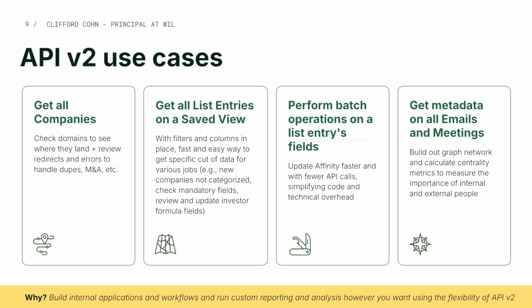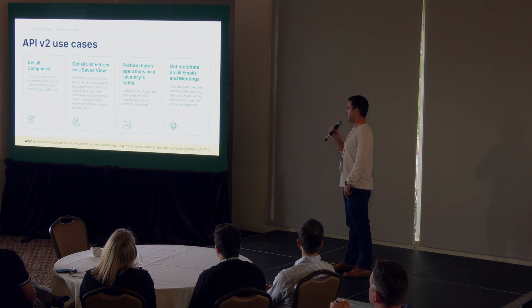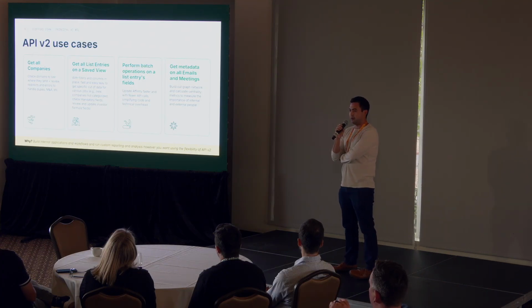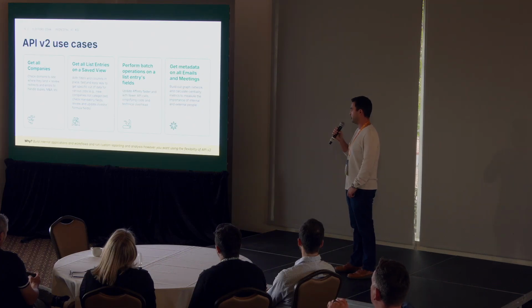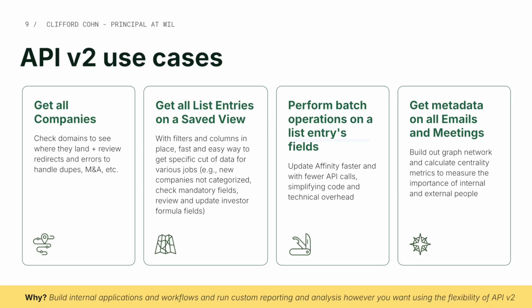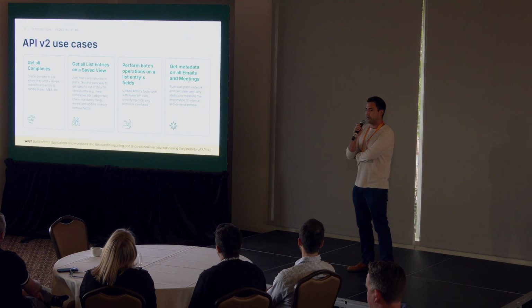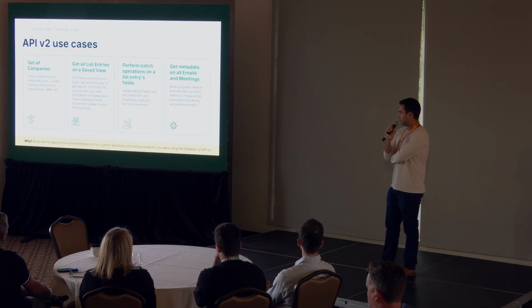For Get All List Entries on a saved view, with a particular view that we've saved, we can extract that data, then run, again, some kind of large analysis to check for all the mandatory fields that we've set up and review, or maybe we need to update or define a custom field. That could be a top investor field, a yes or no flag, where we want to maintain that list of top investors on the cap table to flag if that field should be ticked. For perform batch operations on list entries fields, this is new, and it just reduced the number of API calls we need for a particular workflow.